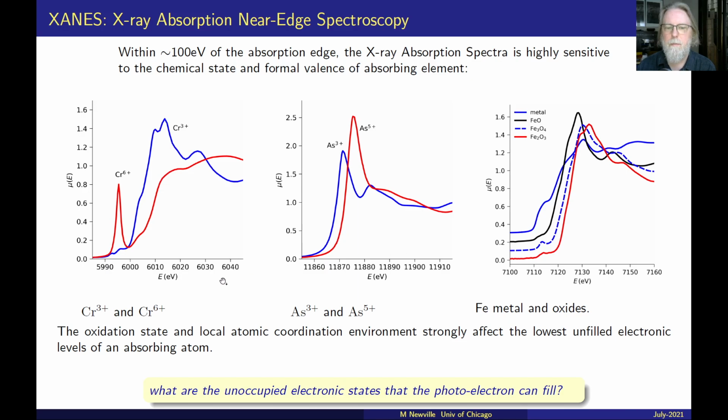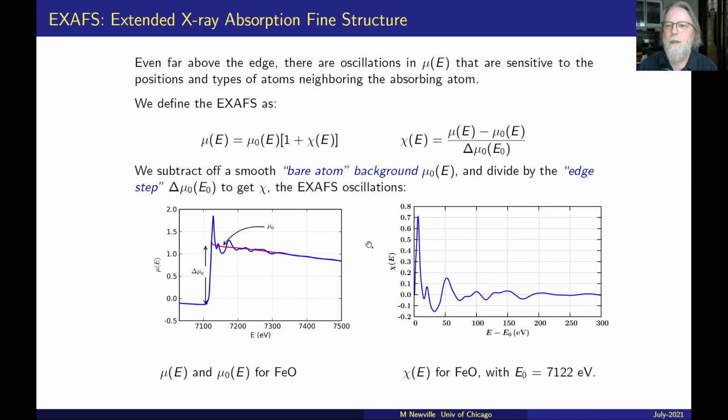from XAFS spectra. That's to say that this is really probing the unoccupied electronic states: what electronic states can the photoelectron that's kicked out in the photoelectric absorption process fill? Again, we'll go into much more detail about this in later videos. And far above the edge, these oscillations in mu are sensitive to the positions and types of neighboring atoms. We'll define the XAFS oscillations as chi of E, and we'll see these oscillations going out several hundred electron volts and be able to use that to get local atomic structure around the elements.